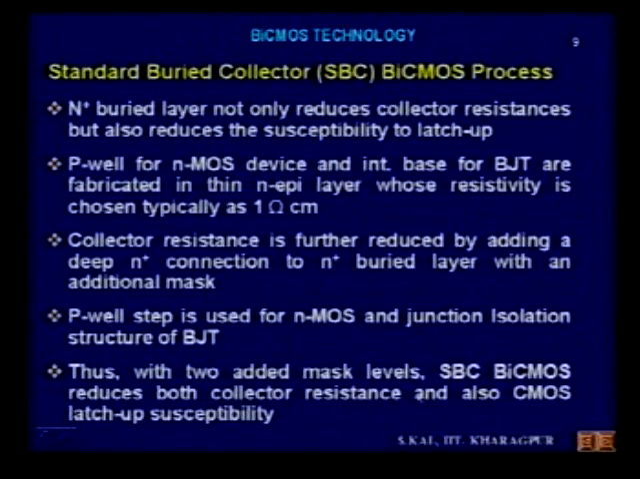Thus with 2 added mask levels, SBC BiCMOS reduces both collector resistance and also CMOS latch-up susceptibility. With 2 added masks, one is the buried layer for collector series resistance, and another is the deep collector.